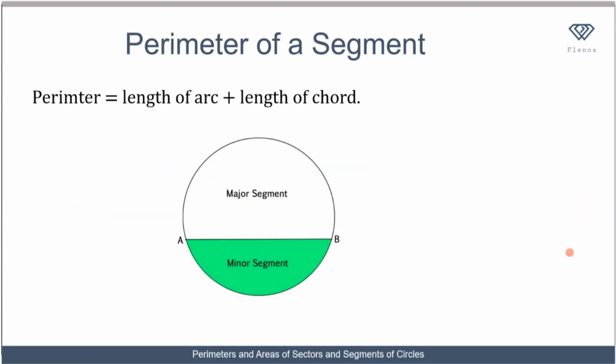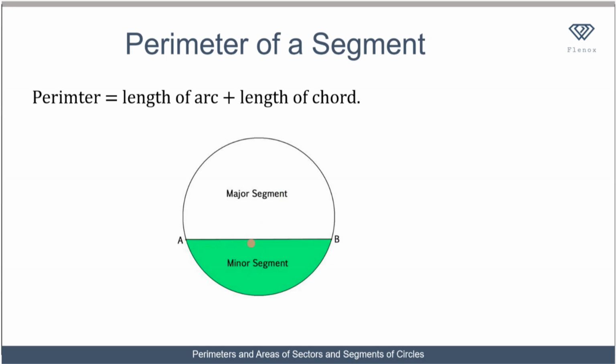So now let's talk about the perimeter of a segment. How do we find the perimeter of a segment? A segment, as we have discussed, is the section that is divided out through the help of a chord. So when I have a chord, say AB, the two sections are called segments. So I have the major segment, the bigger part, and the minor segment, which is the smaller part.